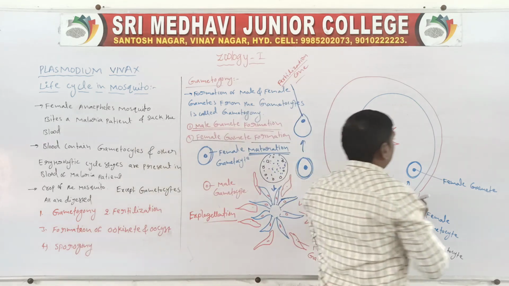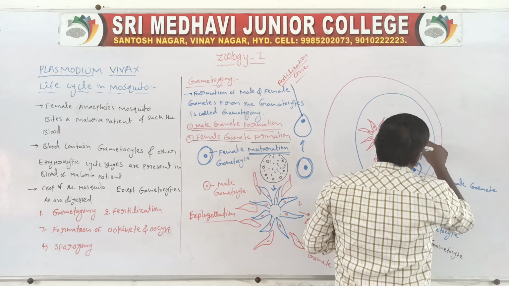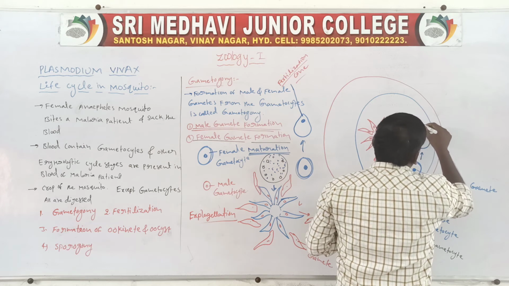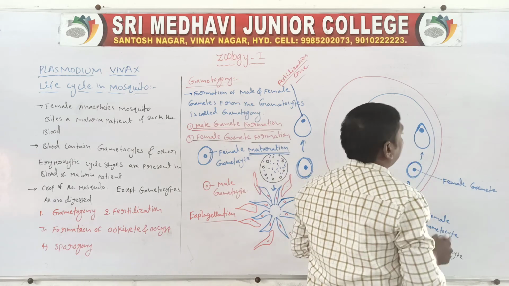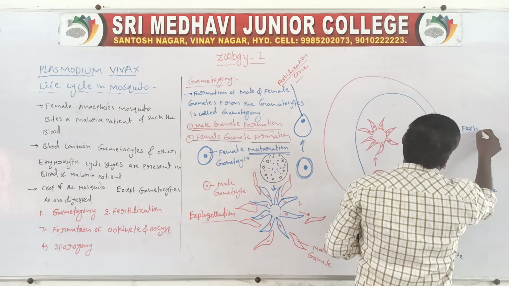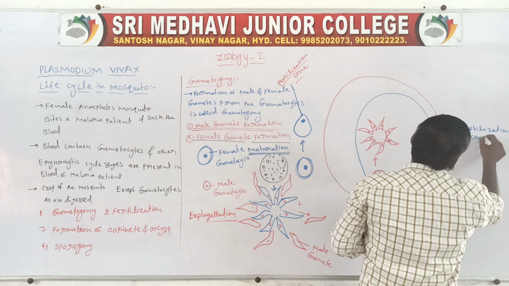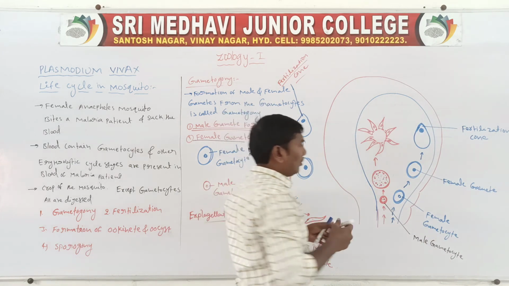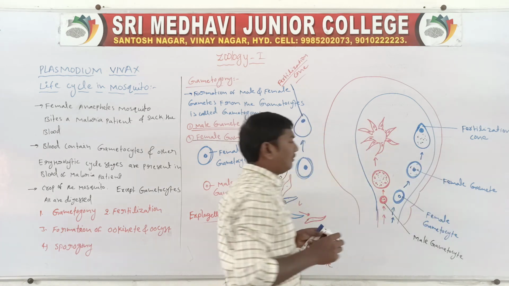The nucleus moves toward the periphery inside. It looks like this, and it is called the fertilization cone. This is the formation of the female gamete.